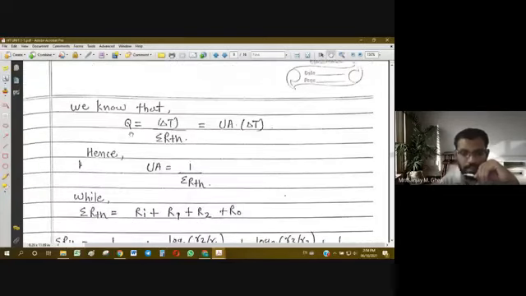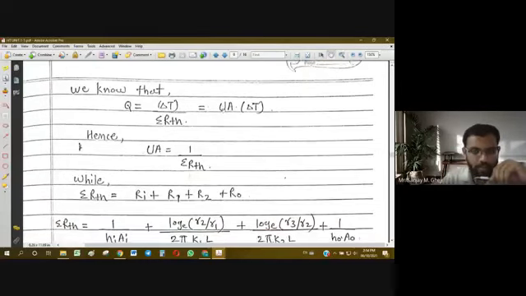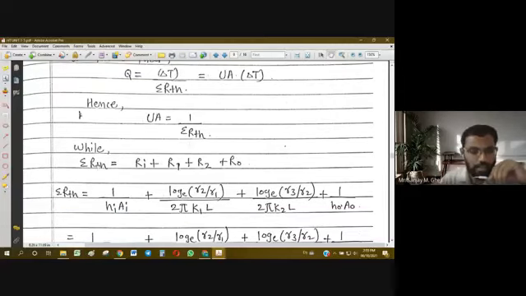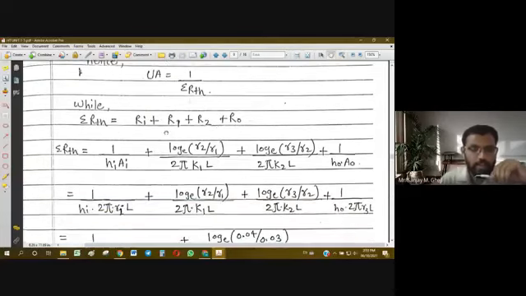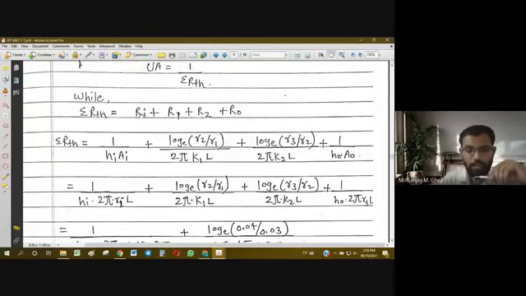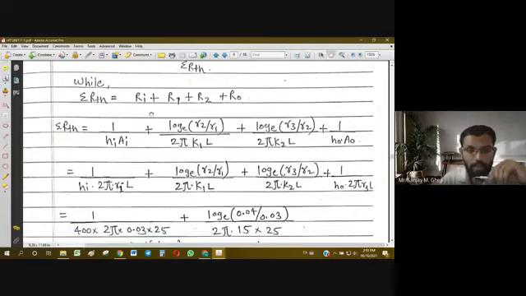Now we know that heat transfer rate equals delta T upon summation R thermal, which can be equated to UA into delta T. Here U is the overall heat transfer coefficient for the entire tube along with the cross section and convective components. So UA equals 1 upon the sum of thermal resistances. The sum of thermal resistance is Ri plus R1 plus R2 plus Ro. Then we will put the expressions for Ri, R1, R2 and Ro individually.